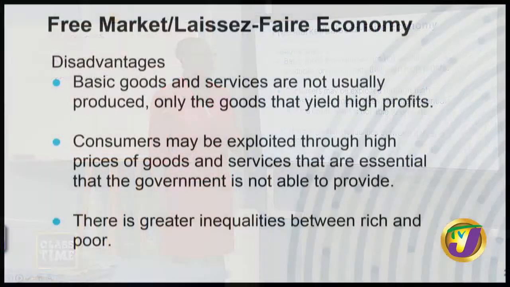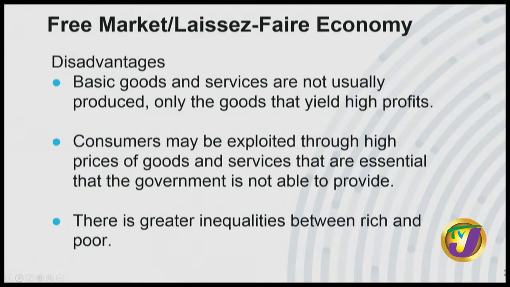Disadvantages? Yes, there are. What you'll find is that some of the basic goods and services are not usually produced. And the reason for this is that those goods and services don't usually yield high profits. Because as I said before, under the plan system, the government will provide these basic goods and services so that everyone, regardless of your income level, must be able to afford those goods and services. So private firms really will not produce those goods and services.